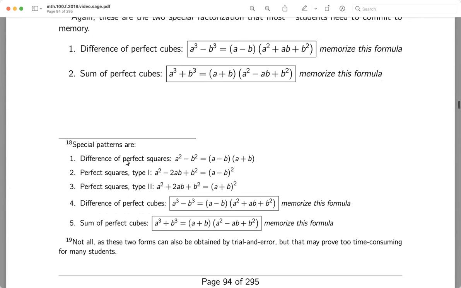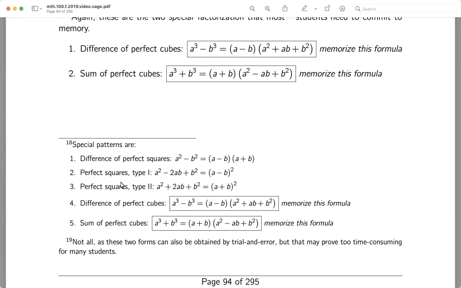But here's the problem. A lot of teachers, when they teach us stuff, say there are many special cases. There are 5 special cases at this level. So they would say the difference of perfect squares, a squared minus b squared, perfect squares type 1, perfect squares type 2. And here are my 2 favorites, the difference of perfect cubes and the sum of perfect cubes.